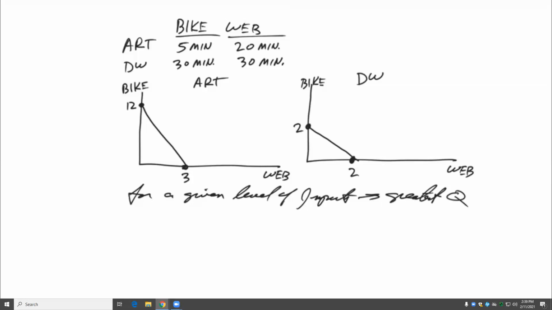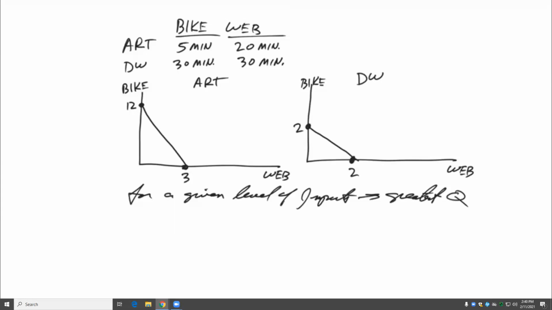How about web page production? Well, we have Arthur who can produce 3 and DW who can produce 2 per hour. So for a given level of input, the greatest output again goes to Arthur. Arthur has the absolute advantage in both bikes and web page production.